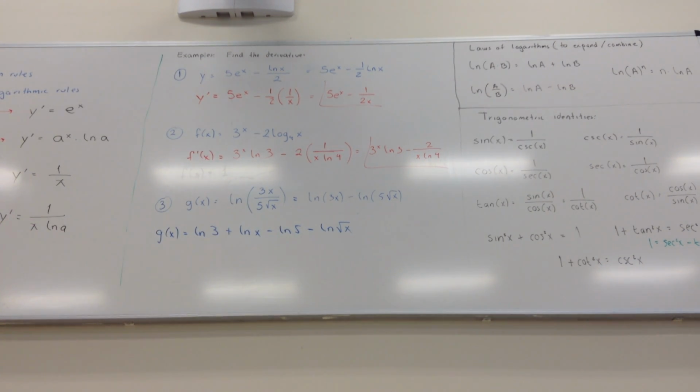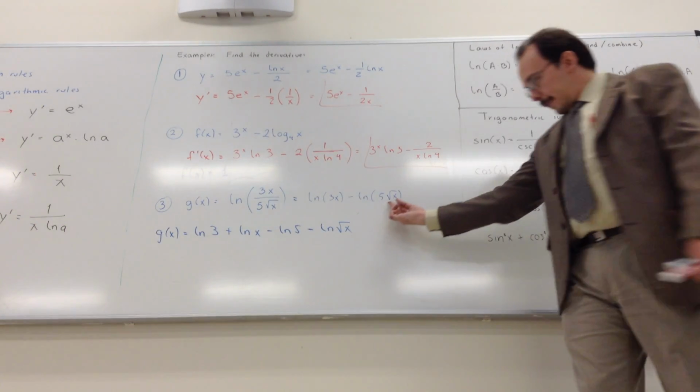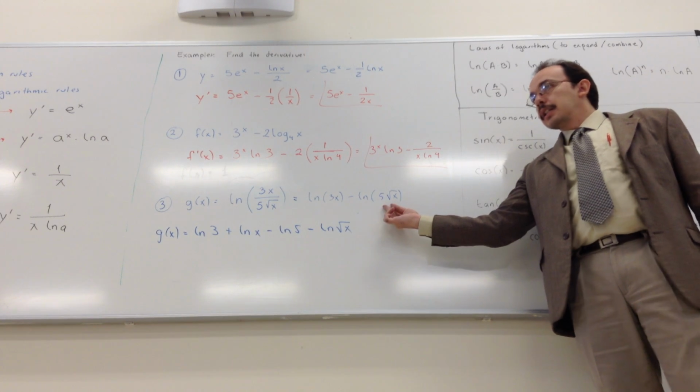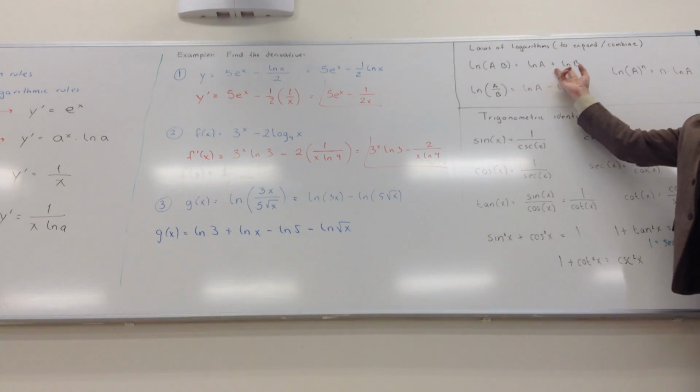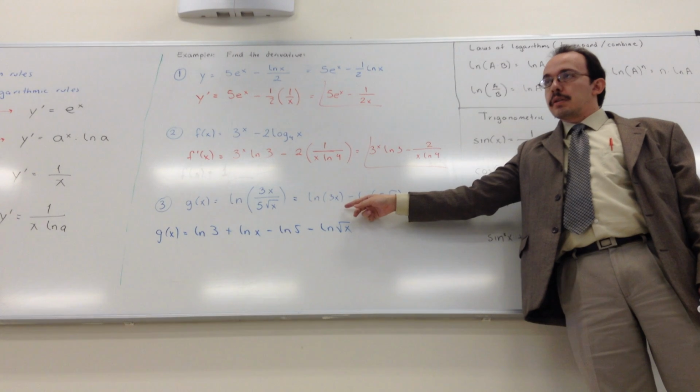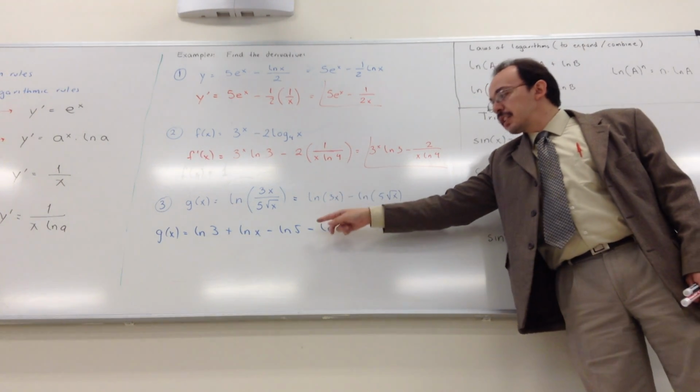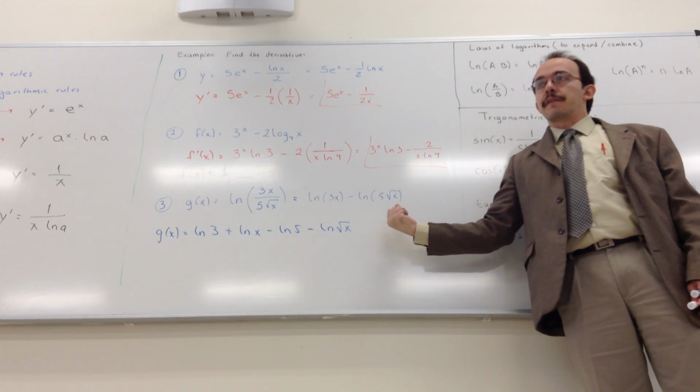See what I did or not? Yes? No? Okay. Because they are multiplying, because of this, it is this rule. Yeah, but you had a minus before. So it's minus ln of 5 minus ln of the square root of x.